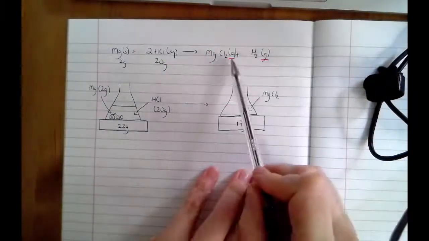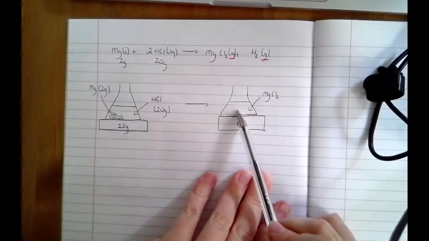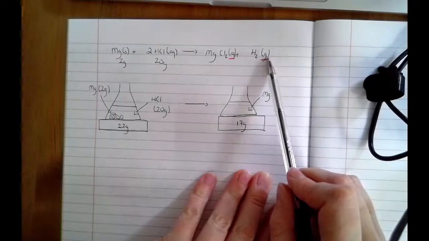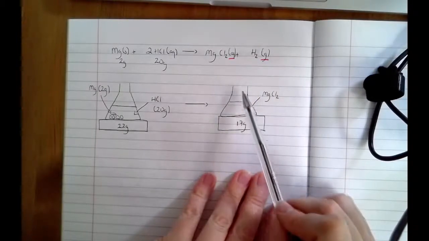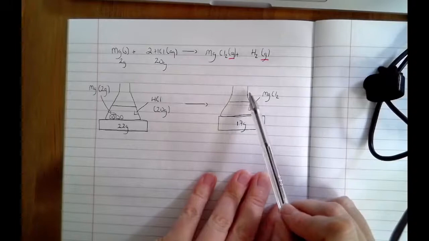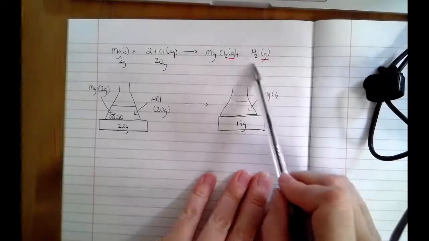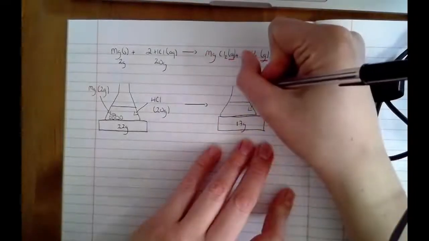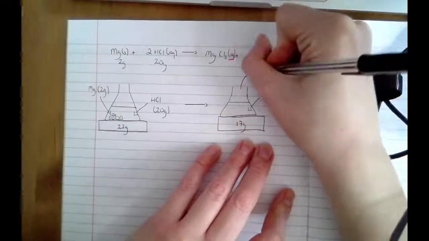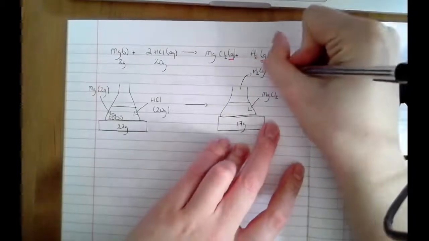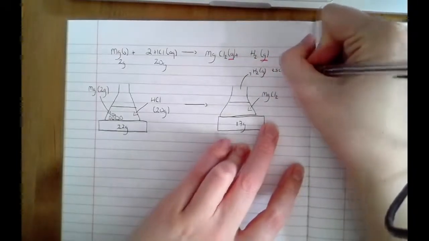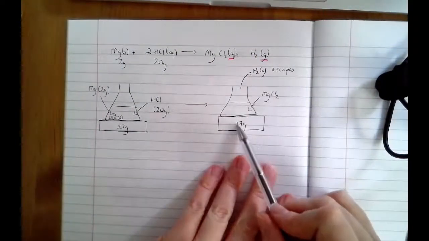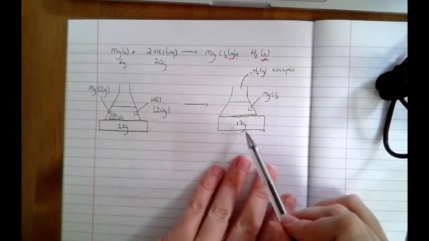Magnesium chloride is aqueous, so it's a salt dissolved in water, and it is all still present in the flask. But hydrogen is a gas. And because I'm carrying this reaction out in an open system, an open conical flask, when that hydrogen gas is formed, it can escape from the conical flask. So all of the hydrogen gas that's being formed escapes. And because my product is escaping the flask, it is not counted in the mass, and it looks as if the mass has decreased.